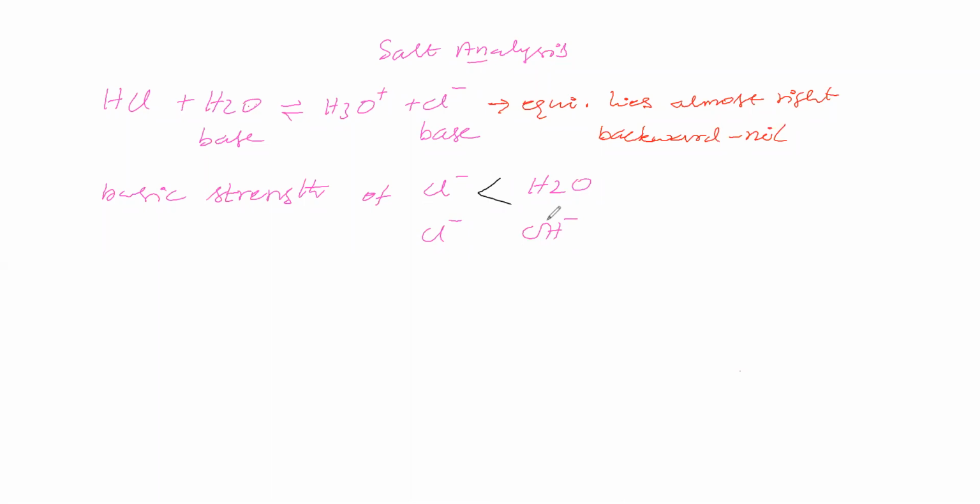Now, you say sodium hydroxide is a strong base. Why? Sodium hydroxide is a base because it has OH minus ion. Sodium hydroxide is a base because it can give OH minus. Now we will see.